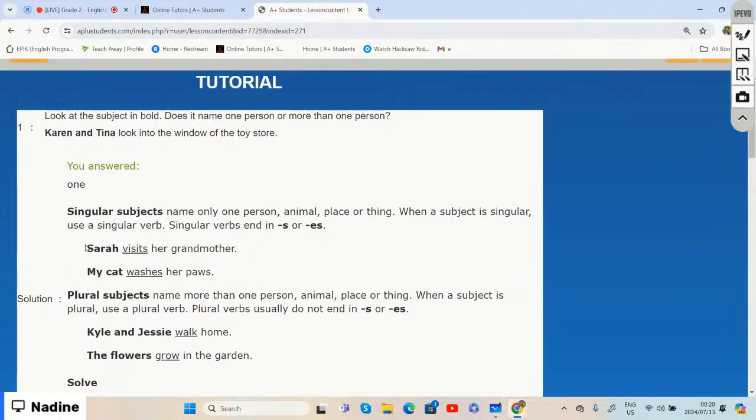So now look at the sentence. It says, Corin and Tina look into the window of the toy store. We need to look at that subject, which is Corin and Tina. It's two people. Does it name one person or does it name more than one person? Corin and Tina. Does it mention one person or more than one person?